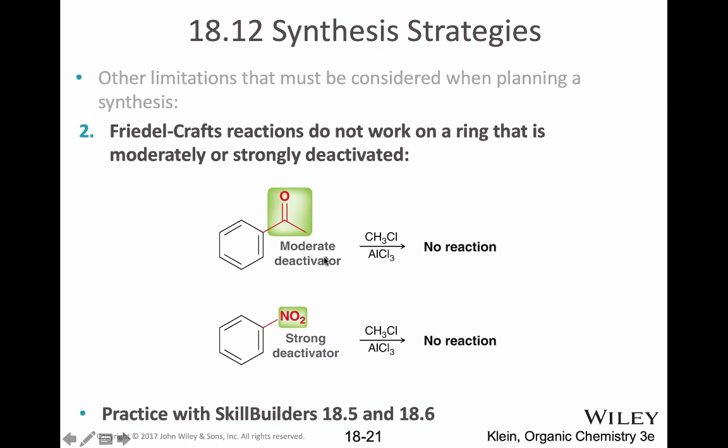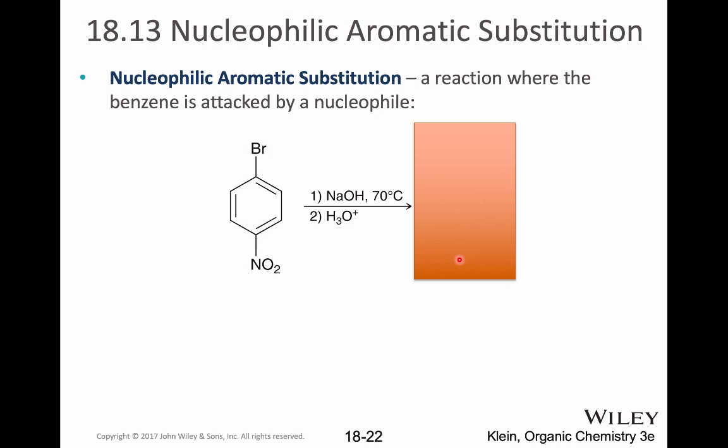Another thing to keep in mind is that I can't do Friedel-Crafts reactions when I have a moderate to strong deactivator on the ring. So for example, this is a moderate deactivator. This is moderately deactivating. This is a strong deactivator. So when I try to do the Friedel-Crafts reaction, whether it's Friedel-Crafts alkylation or Friedel-Crafts acylation, these reactions are not viable.